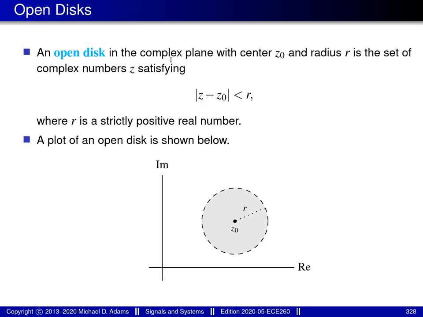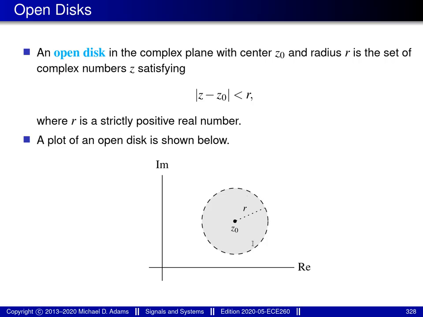An open disk in the complex plane with center z0 and radius r is just a set satisfying this particular relationship here. In terms of a picture, you have some point z0 in the complex plane, and then the open disk about that point with radius r are all the points that fall inside this circle, the shaded region up to but not including the border.